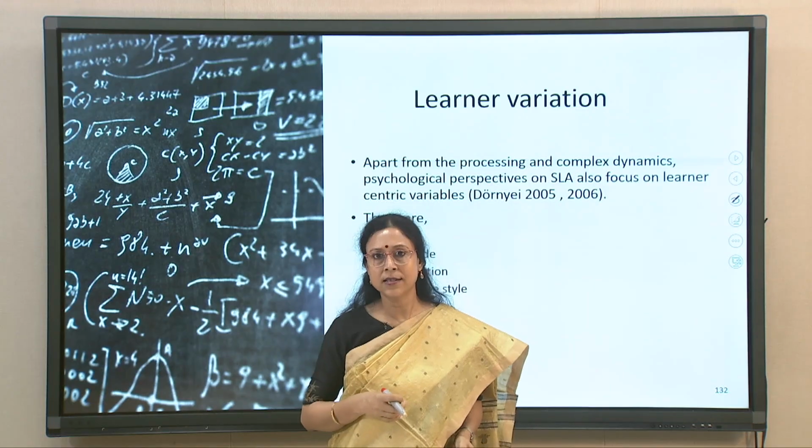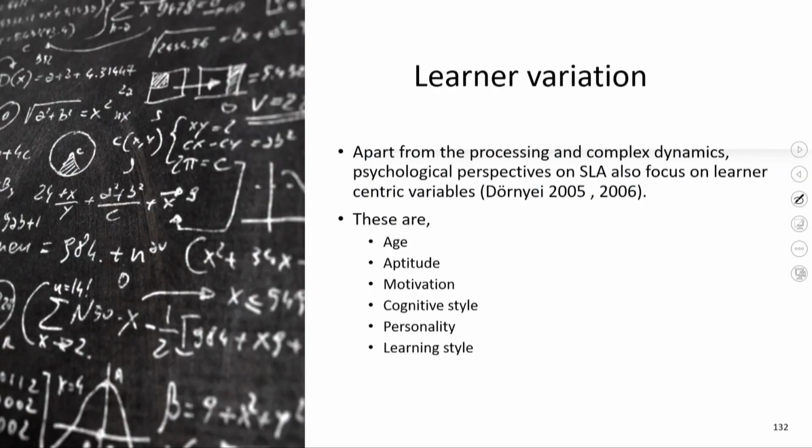Last but not the least is learner variation. Learners also differ, because we have just seen that complexity theory takes into account learner variation. Many other theories also take into account that the learner plays a very important role. We have already seen the factor of age. When you talk about learner dependent or learner centric functions, age is an important factor that has already been taken care of. However, all of these other factors are equally important.